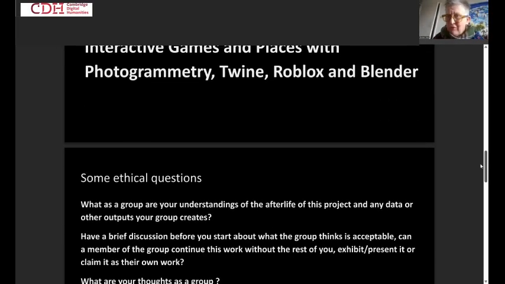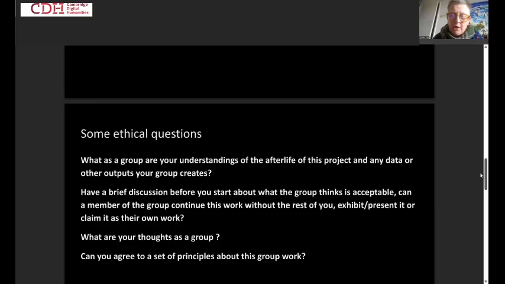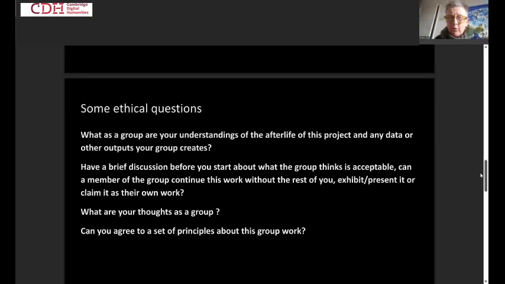That had a lot of ideas and pointed to other software, as well as tiny little tutorials which can get you going. We want you to think about ethical questions. What, as a group, are your understandings of the afterlife of this project and any data or other outputs your group creates? So, for example, if you come up with a really amazing idea, what would you feel like if one person in the group presented it as their own in the future, or used data sets that actually you don't want to be shared that might come from your work or research, for example?